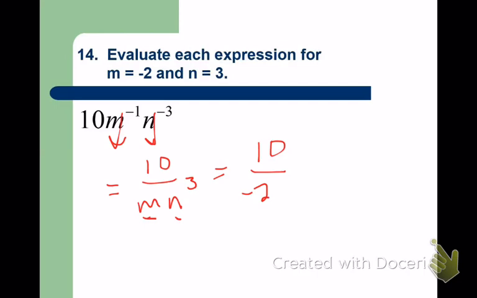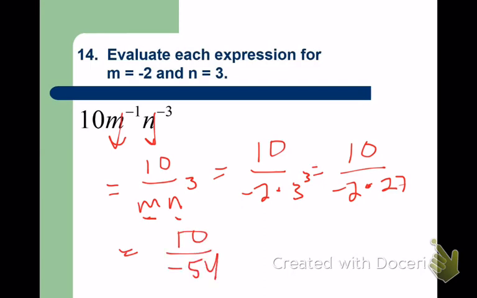So we get negative 2 times 3 to the third power. That gets us 10 over negative 2 times 3 to the third power, which is 27. So we get 10 over negative 54, which is negative 5 over 27. Okay? And that's it.